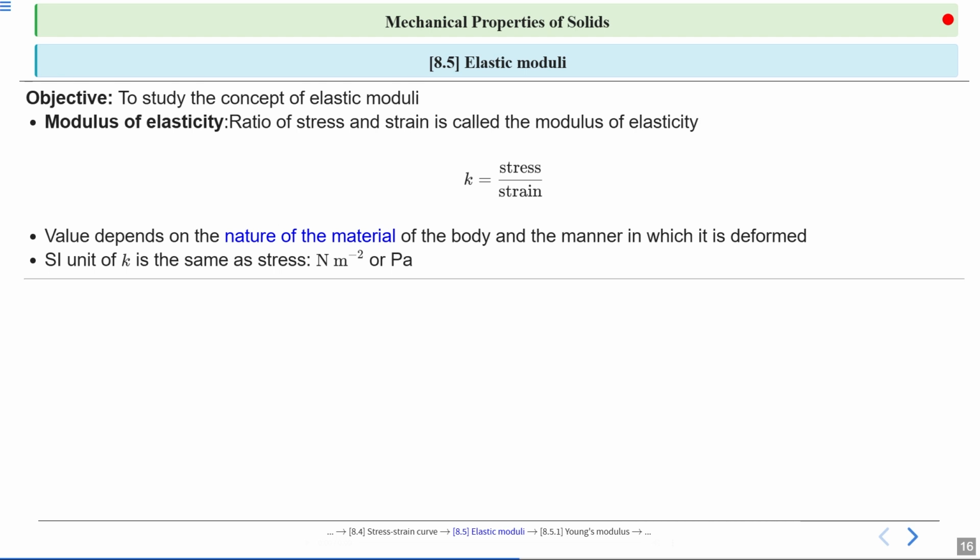Finally, let's look at the units. The SI unit of modulus of elasticity is the same as that for stress: newton per meter square, or pascal, written as N m to the power minus 2.